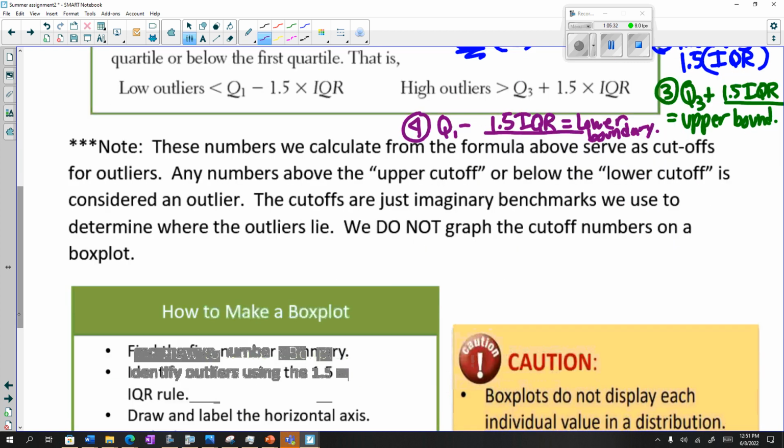Note, these numbers we calculate from the formula above serve as cutoff points for outliers. Any numbers above the upper cutoff or below the lower cutoff is considered an outlier. The cutoffs are just imaginary benchmarks we use to determine where the outliers lie. We don't actually graph these numbers when we make a box plot, but we just use them for our box plot to determine our outliers.